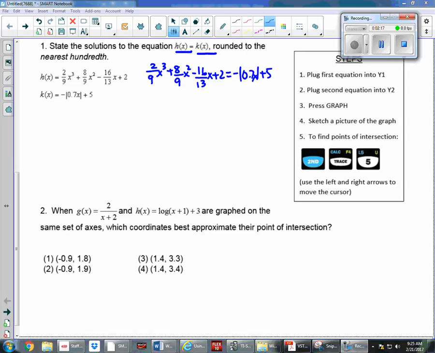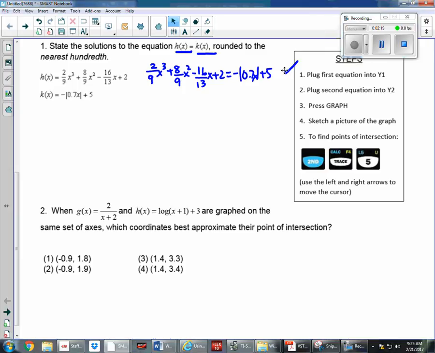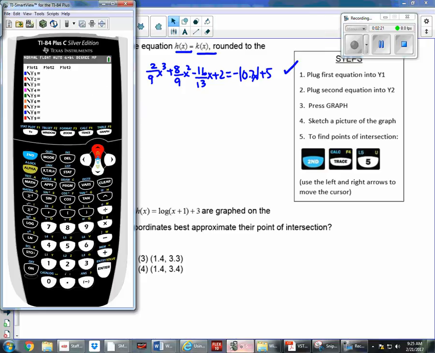I wrote the steps on the right for you. The first step says to plug the first equation into y equals. So go to your calculators and type that first equation in. Remember, to get a fraction, you can push alpha y equals. Do that now. I'm going to do it on the board while you do it at your seat.